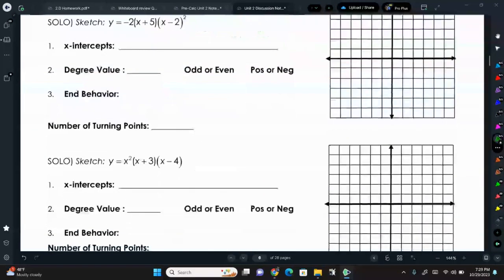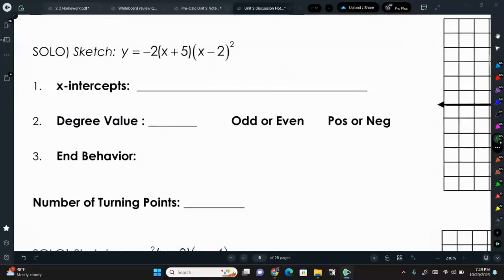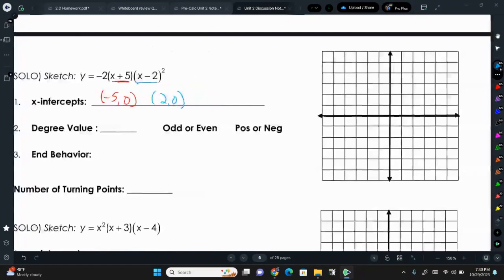So on this page, we have two problems where we have bounces and crosses. Our x-intercepts here, negative 5, 0, and 2, 0. So I'm going to plot those. So 2, 0, and 1, 2, 3, 4, 5, negative 5, 0. Our degree value, we have a 2 here and an invisible 1 there. There's no x right here, so we don't count anything for that. So it's a third degree function, which is odd, and a negative leading coefficient.